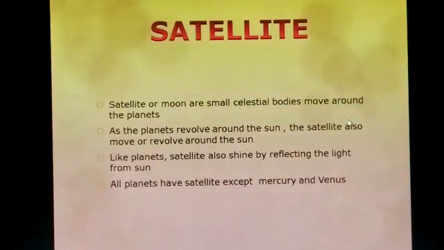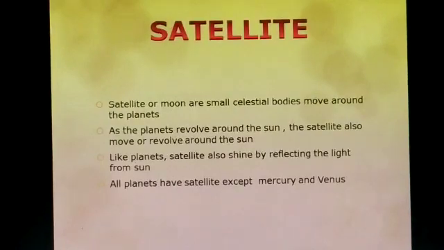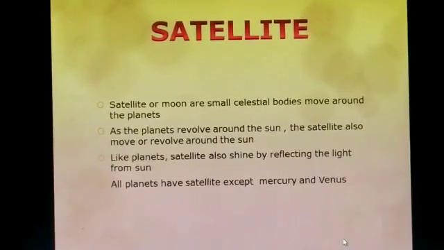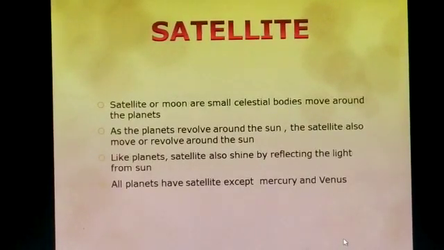Satellite. What are satellites? Satellites or moons are small celestial bodies that move around the planets. As you see at night, the moon is the natural satellite of the Earth. As the planets revolve around the sun, the satellites also move with them. Amazing. See children, as the Earth is revolving around the sun, similarly the moon is revolving around the Earth. So everything is moving, and the sun is also rotating on its axis. Like planets, satellites also shine by reflecting the light from the sun.